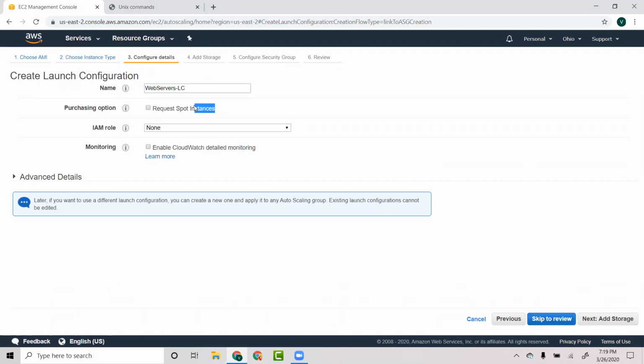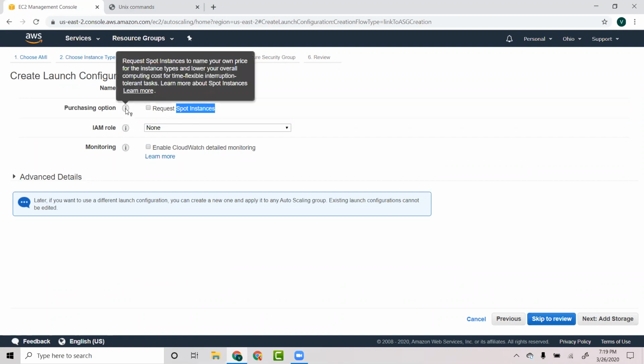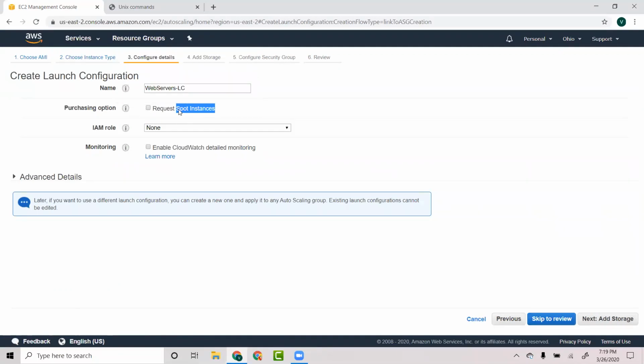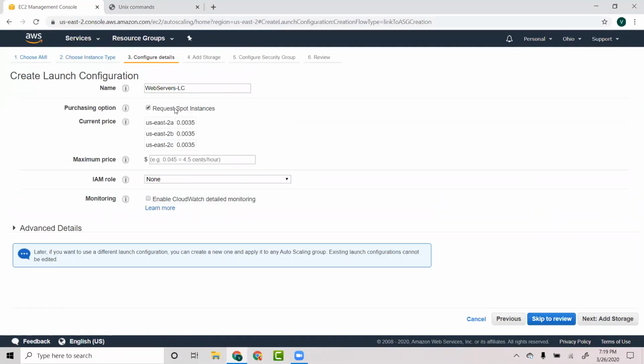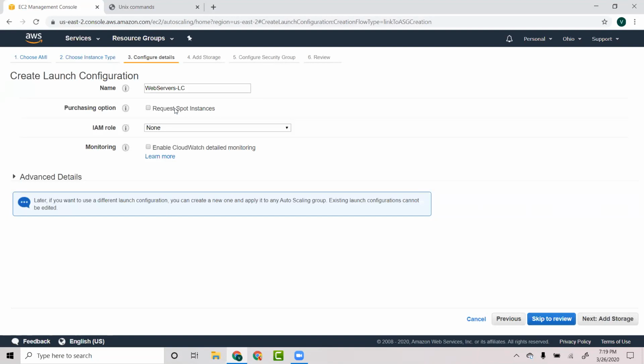Oh, by the way, request spot instances. Did you see this, guys? Purchasing option, spot instances. So request spot instances to name your own price for the instance types. So spot instances, I want you to understand what this one is. Spot instances is like eBay. You are bidding for your instances.